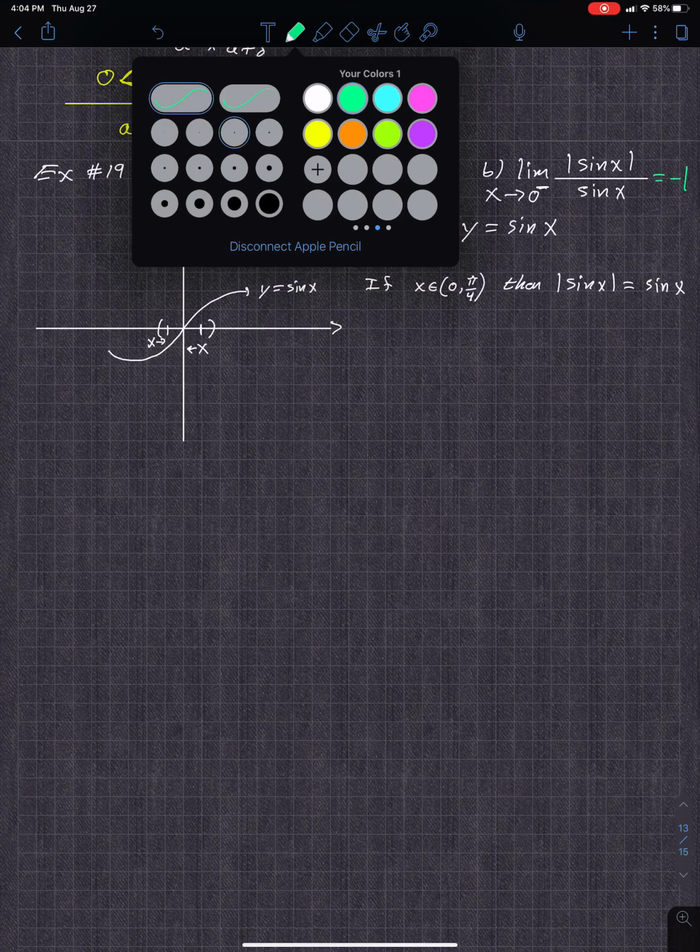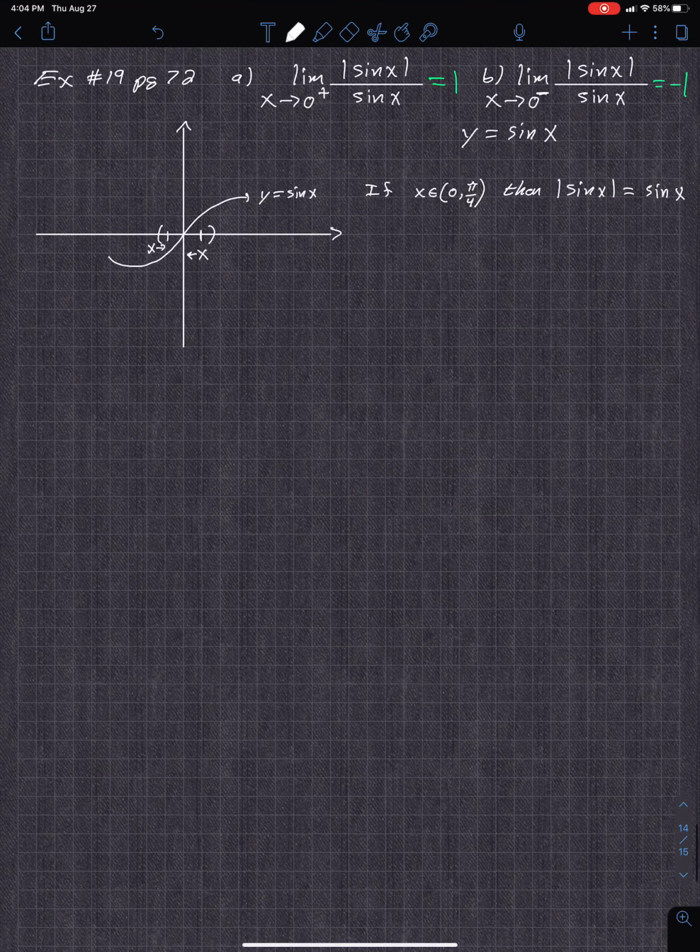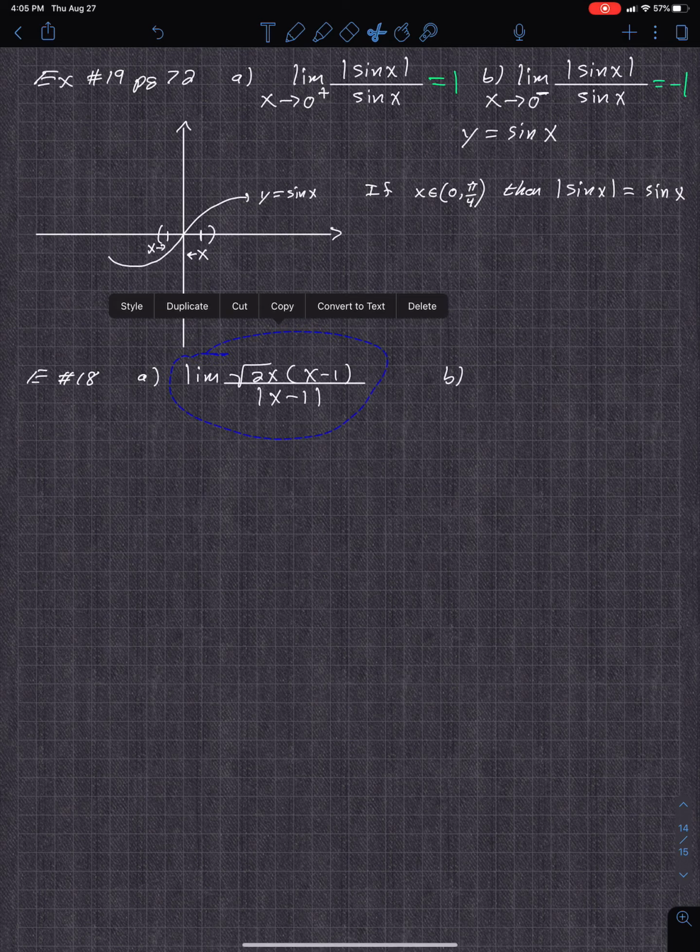All right, so try these. We're going backwards a little bit, but try number 18. 18a is the limit of square root of 2x, x minus 1, over the absolute value of x minus 1, and then b is really the same question as you approach 1 on a different side. So let's just copy that.